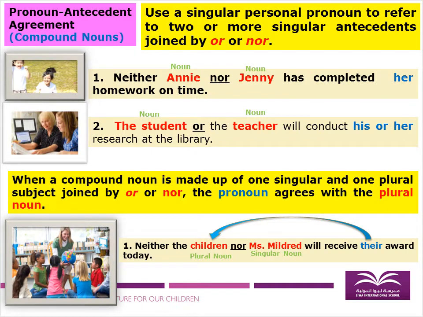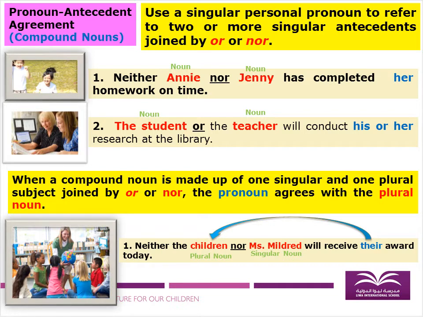So for pronoun antecedent agreement, we all know that we have compound nouns and indefinite pronouns. Now let's proceed with compound nouns first. Okay, let us recap the rules on how to use pronoun antecedent agreement when we have compound nouns. The first rule: use a singular personal pronoun to refer to two or more singular antecedents joined by or or nor. Now let's look at the first picture.